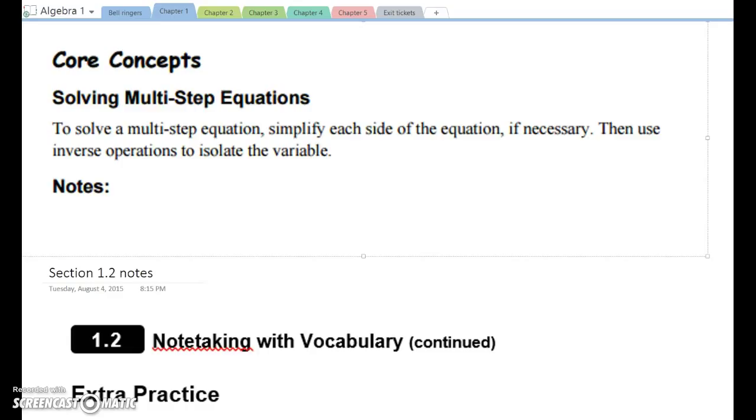When it's adding, you subtract. When it's subtract, you add. When it's multiplied, you divide. And when it's already divided, you need to multiply. Now making sure that you do this on both sides of the equation.